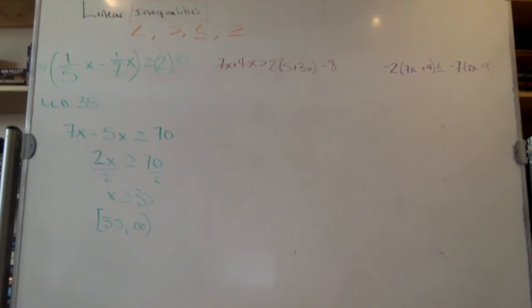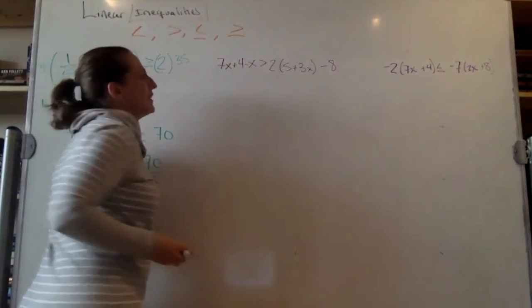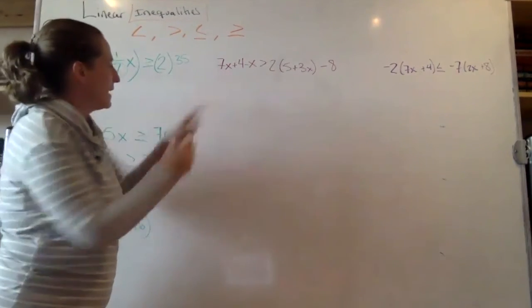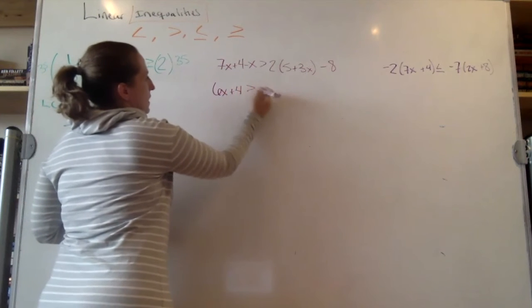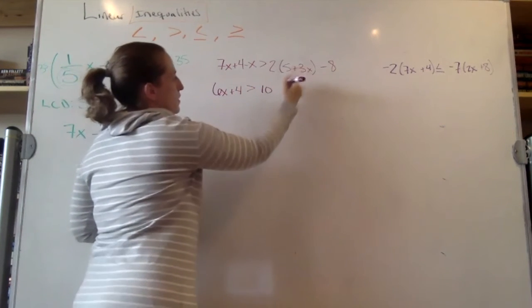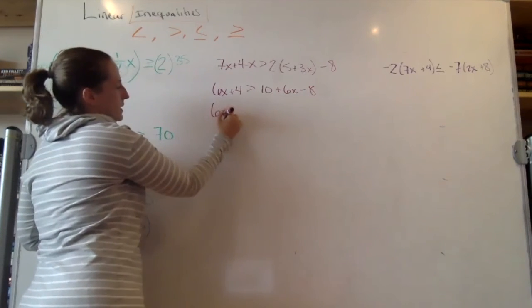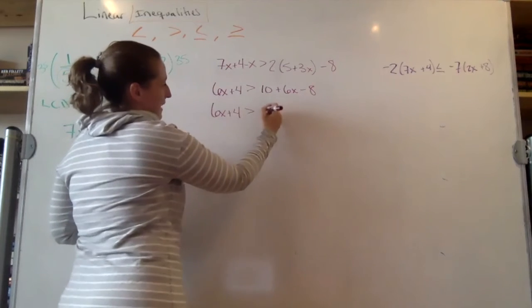Let's look at our next one here. So our next one, we're going to start by distributing. Let's distribute and collect like terms. On this side, I'm going to collect like terms. 7x minus x is 6x plus 4. Bigger than, I'm going to distribute here. 2 times 5 is 10. 2 times 3x is 6x minus 8. Now I'm going to collect like terms. 6x plus 4 is bigger than 10 minus 8 is 2.